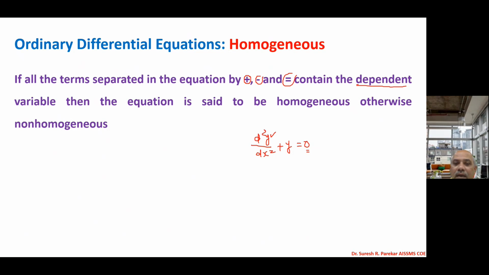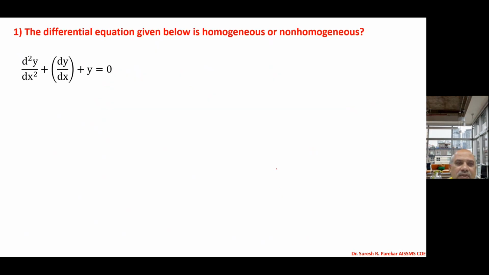Then this will be a homogeneous equation. Then we can have d2x by dy square plus dx by dy equal to 0. So now here you can see we have x as dependent variable, y as independent variable, and in each term we are going to have x. Then we have this as a homogeneous equation. So now we will go with this.